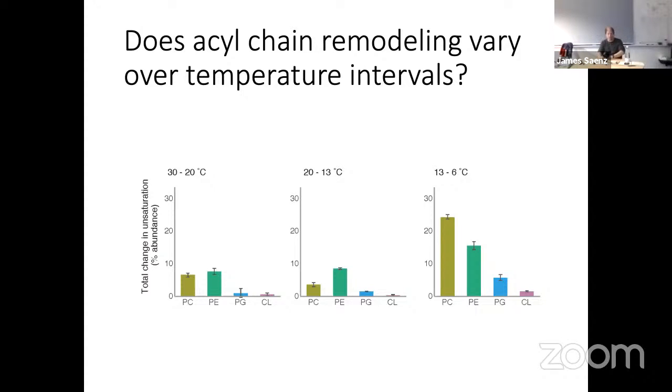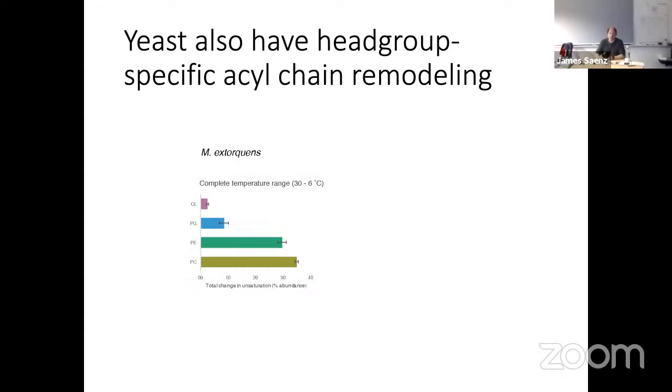Okay, so another question that comes out of this is, is this something that's just a quirk of this weird bacteria that grows on plants, or are there broader implications for this kind of head group specific acyl chain remodeling? Okay, so to answer that question, we looked to a previous study that characterized lipidome adaptation in yeast by Klose and Mihai Surma et al. in PLOS One back in 2011.